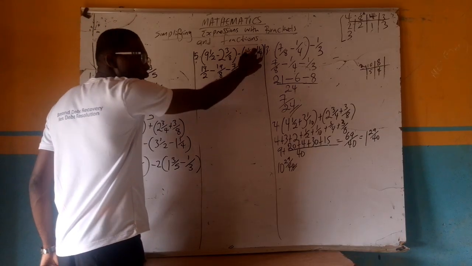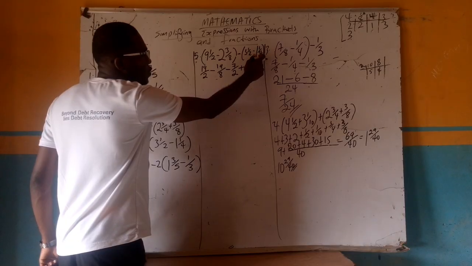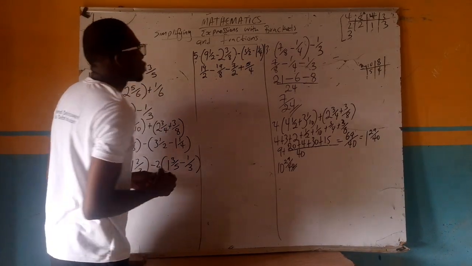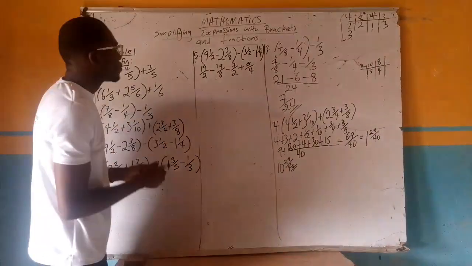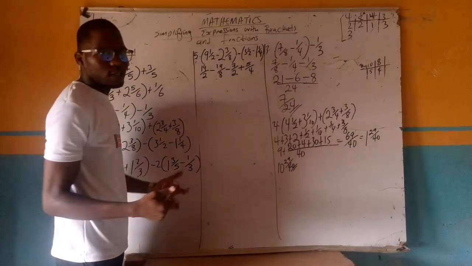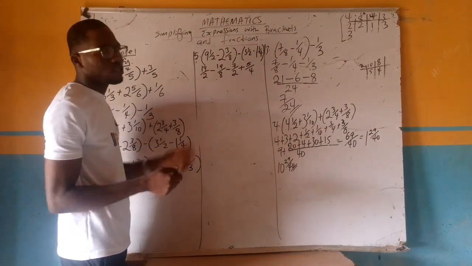Then minus times minus will then give us plus. Then 1 times 4 is 4. 4 plus 1 is what? 5 over 4. So now this is what we now have. So solving this, we now have to find the LCM of all these numbers. And if you look at it very carefully, the LCM is 8. Because 2 can go in 8, 4 can go in 8.